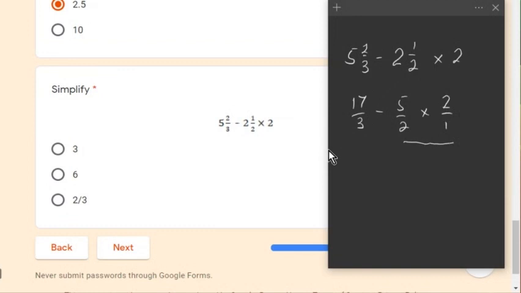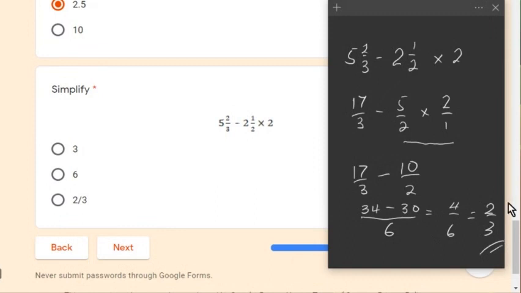So when we multiply this, we just multiply the numerators and denominators. So now I'll get 17/3 minus, 5 times 2 is 10, and then 2 times 1 is 2. So now I can solve this by finding the LCM. I have 6. 3 will divide this 2 times. 2 times 17 is 34. Minus, 2 divides 6 3 times, 3 times 10 is 30. So now I have 4/6, which is the same as 2/3. So that is the correct answer.